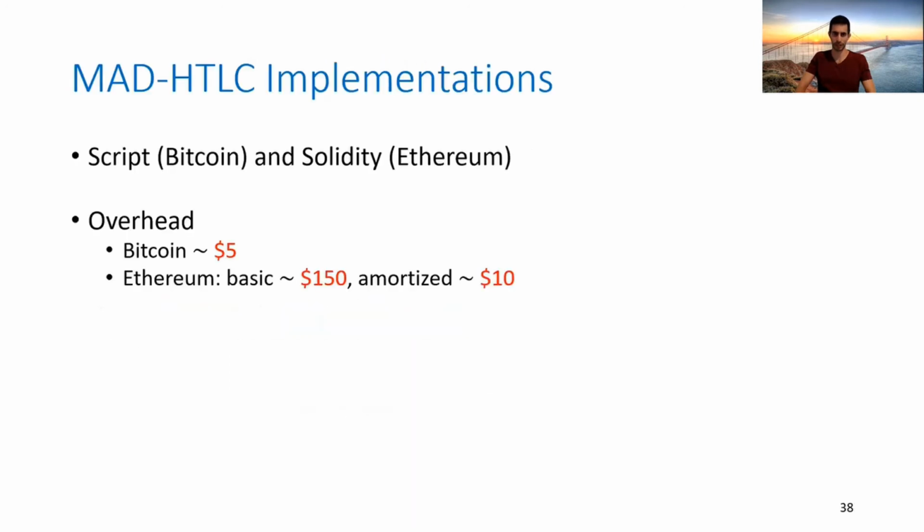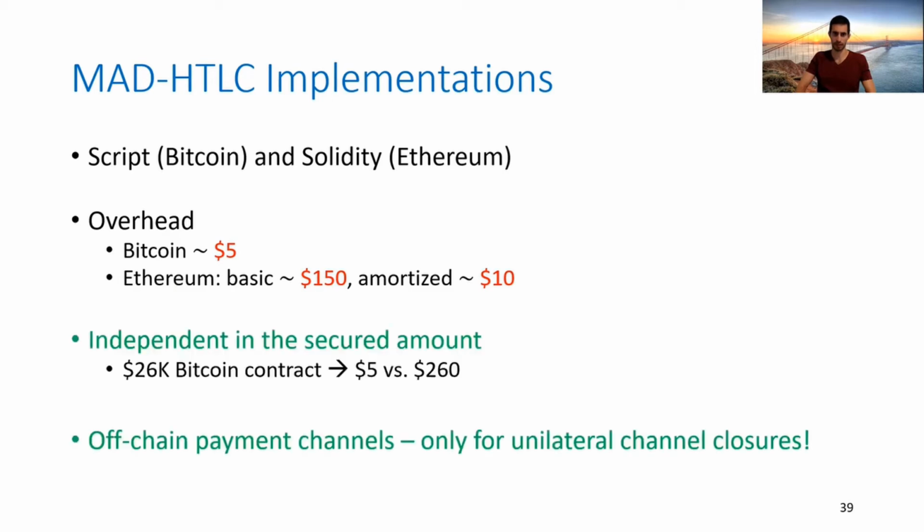We implemented MAD-HTLC using Script for Bitcoin and Solidity for Ethereum. MAD-HTLC is slightly more complex than the original HTLC, so the interaction transactions are slightly more expensive. In Bitcoin, the additional costs are about a few dollars. For Ethereum, the basic implementation is a $150 overhead, but this can be reduced to about $10 for an amortized version. Please note the overhead is independent of the secured amount, which can be thousands of dollars.